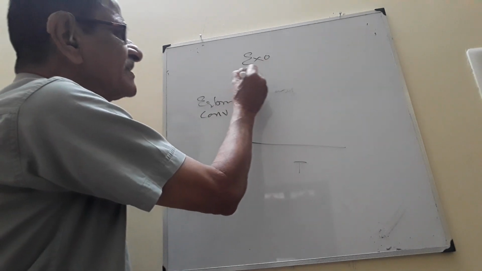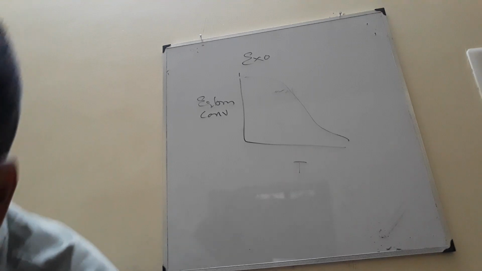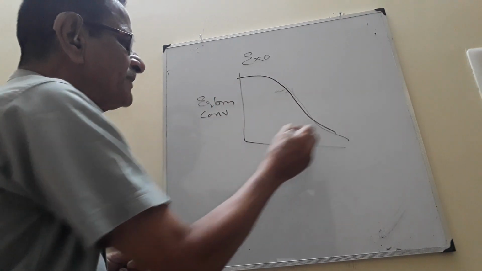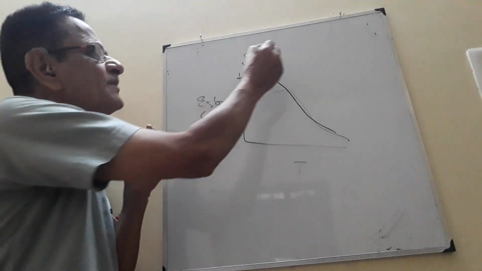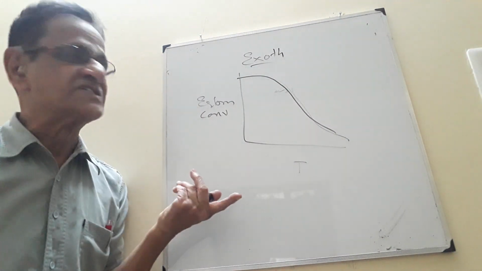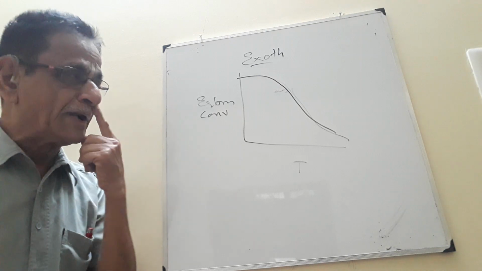For an exothermic reaction, the curve will be like this. That means as temperature increases, conversion will decrease. Therefore, for exothermic reactions, the higher the temperature, the lower the conversion. And I told you most of the reactions are of exothermic nature.